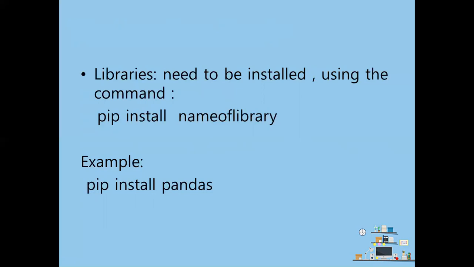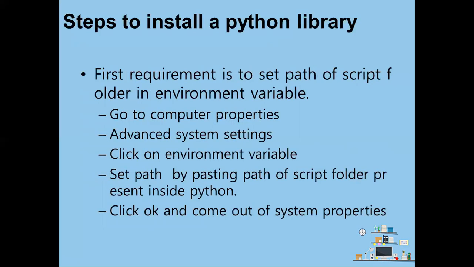Okay. So how to install the library? The command is just pip install followed by the name of the library. This command we have to give in the command prompt itself. But before giving this command, we first have to set the path variable, then only this command will execute, otherwise it will not execute. What is the path variable? The path variable is just the path of the folder from where you are executing the code.